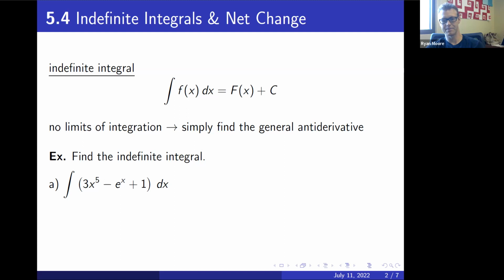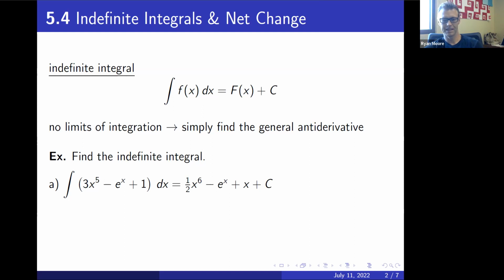And again, just a matter of finding the antiderivatives. So 3x to the 5th, that'd be x to the 6th. 3 over 6 would be 1/2 x to the 6th. Okay, anyway, here's the answer. 1/2 x to the 6th minus e to the x plus x. And here we do include the plus c.